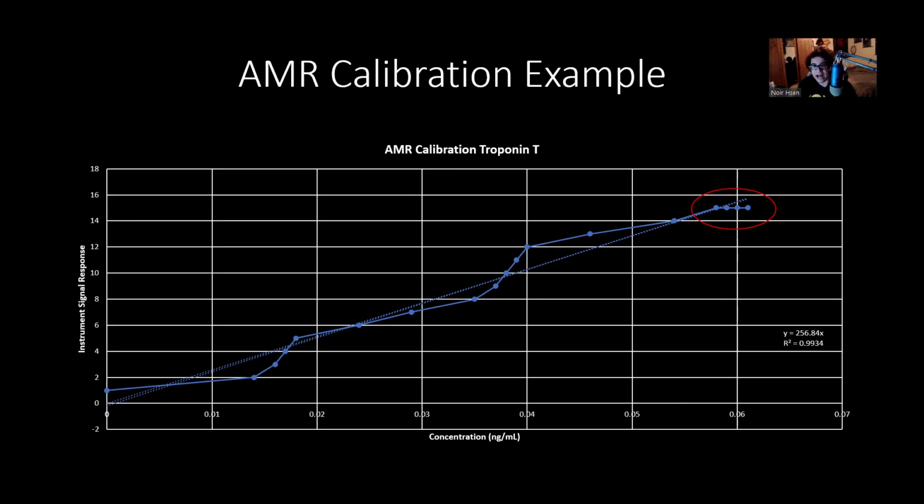And this is an example graph I have of it. You see, this is the highest the instrument can measure: concentration, instrument signal response. So right here, when you have these points and it won't go any higher up, that's saying this is the limit of the high, as you could say.